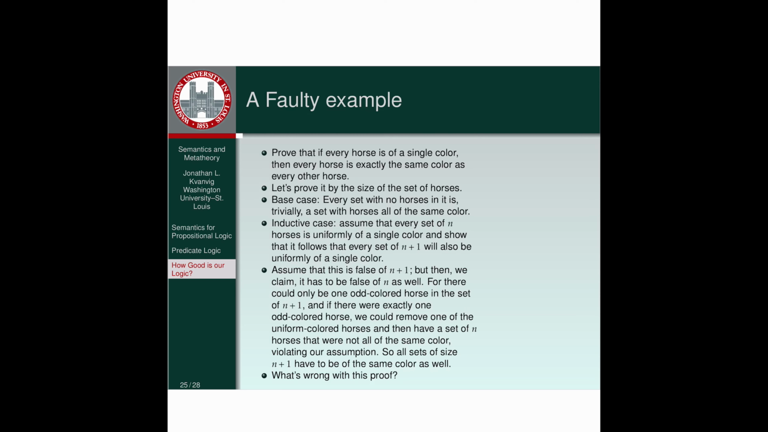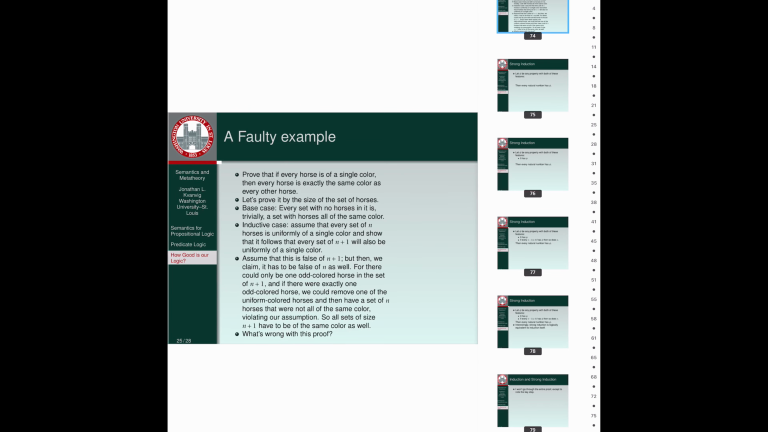That is the inductive clause. So just as in the last case, we've established both the base case and the inductive case, so we generalize. All horses are the same color if every horse is just a single colored horse. You know that this proof is a bad proof, so the question is, what's wrong with it? Feel free to email me if you wish.